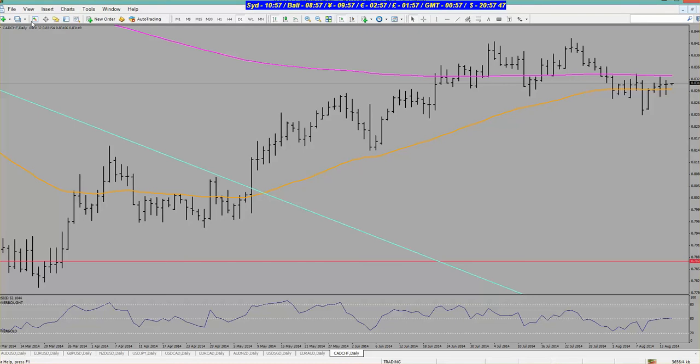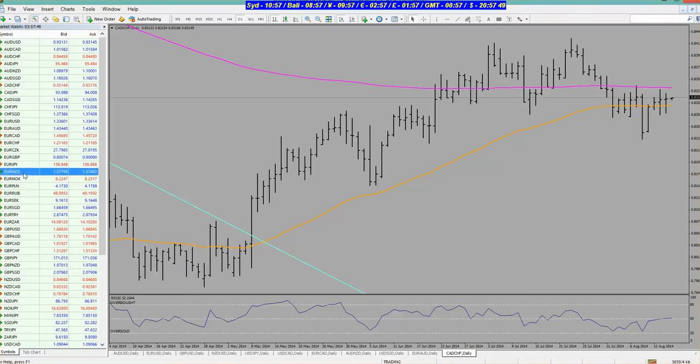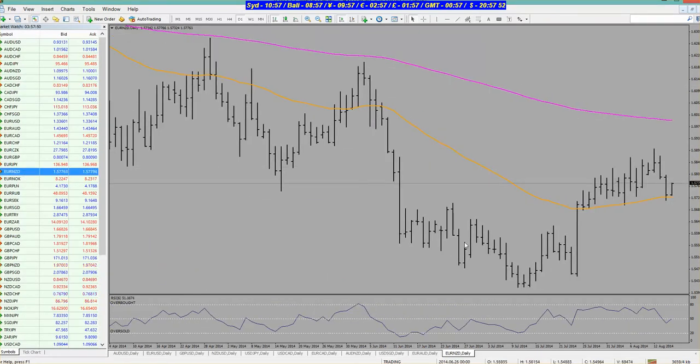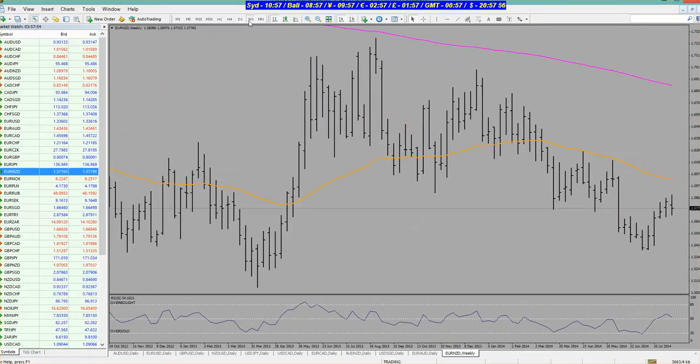Euro Kiwi. One, two, three, fourth time.